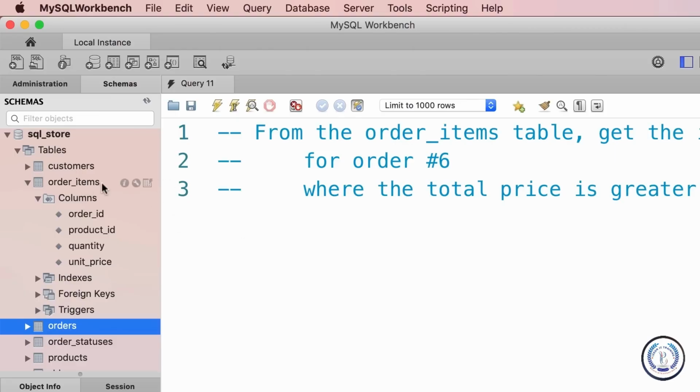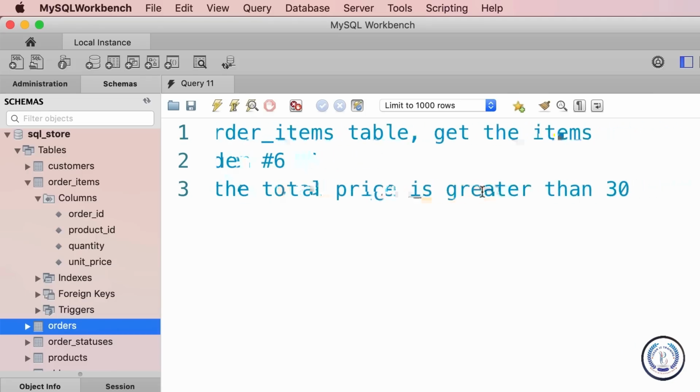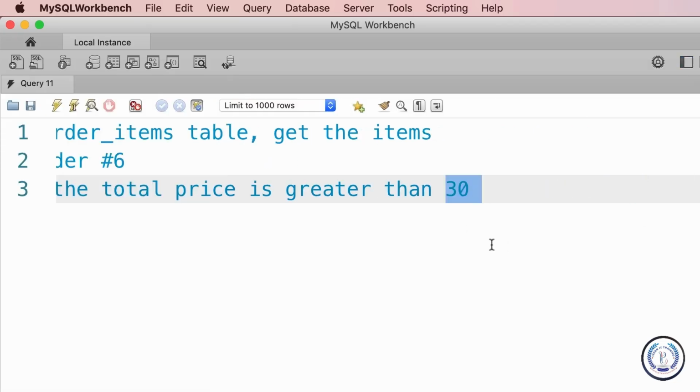All right, here's the order items table. In this table, we have these columns: order ID, product ID, quantity, and unit price. If we multiply the quantity by unit price, we can get the total cost of that item. And then we can compare it with 30. So let's go ahead and write this query.